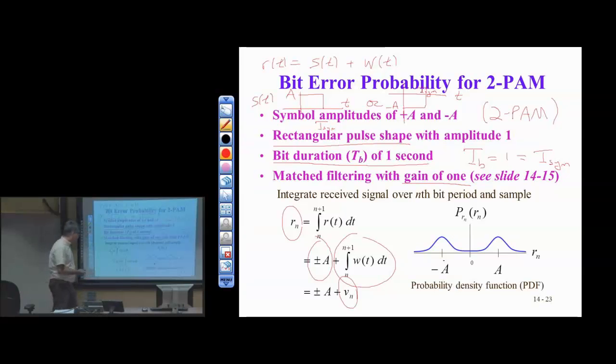Okay, so if I look at what happened, I have now a random variable. This is a random variable, R of n. It's equal to a constant, plus A if it's bit of value 1, minus A if bit of value 0, plus another random variable. So the random variable V of n is Gaussian from earlier discussion, and the random variable R of n is still a Gaussian, but the mean value has been shifted because I'm adding either constant of plus A or minus A.